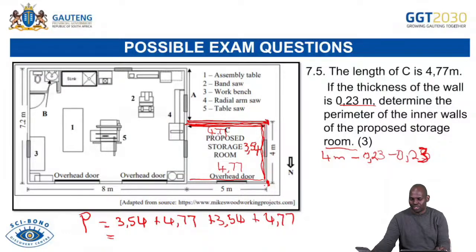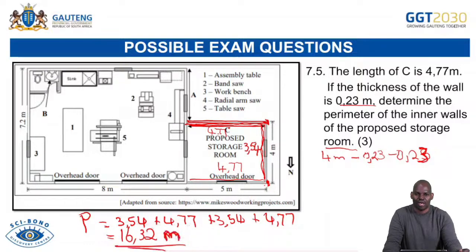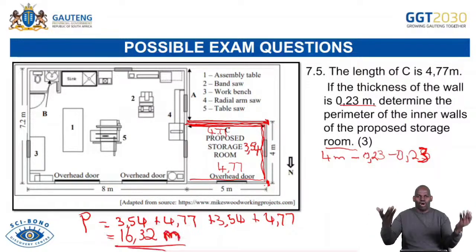So if I take this, I say 4.77 plus another 4.77, plus 3.54 plus another 3.54. This gives me 16.32, and then my unit is meters. Okay, that is how easy it is. It is not just the perimeter, but it is the inner perimeter. That is why I said the measurement of the walls from inside and from outside are not the same. Think about your classroom. If you measure the length of your classroom from one corner to the other, but if you go outside, then obviously it's going to be a different measurement. So that is number 3.5.